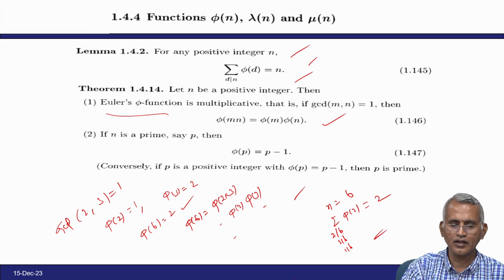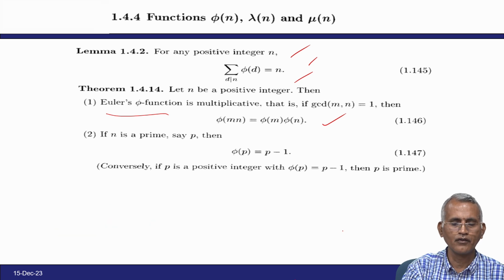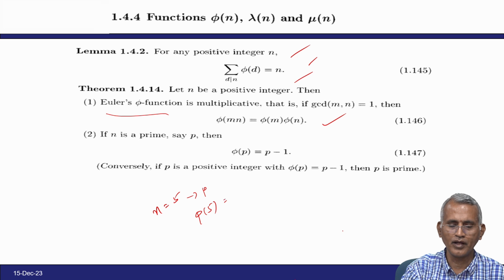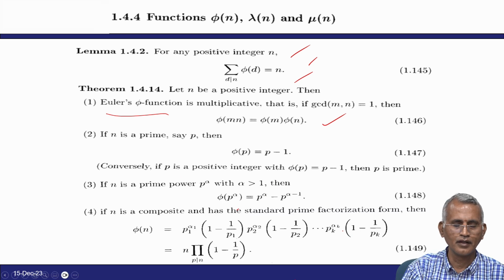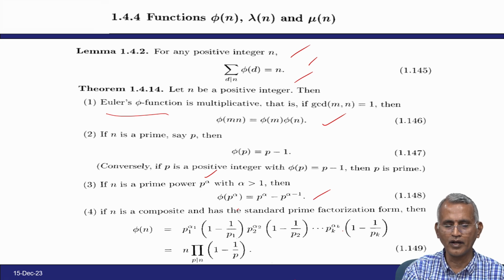Next, if n is a prime, say n equal to 5, call it p. So phi of 5 is equal to 5 minus 1, equal to 4. Yes, it works. Conversely, if p is a positive integer with phi of p equal to p minus 1, then p is a prime. And if n is a prime power p to the alpha with alpha greater than 1, then phi of p^alpha equal to p^alpha minus p^(alpha minus 1).